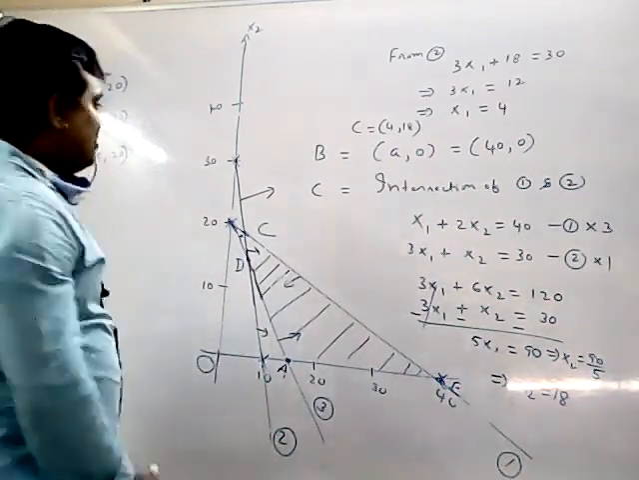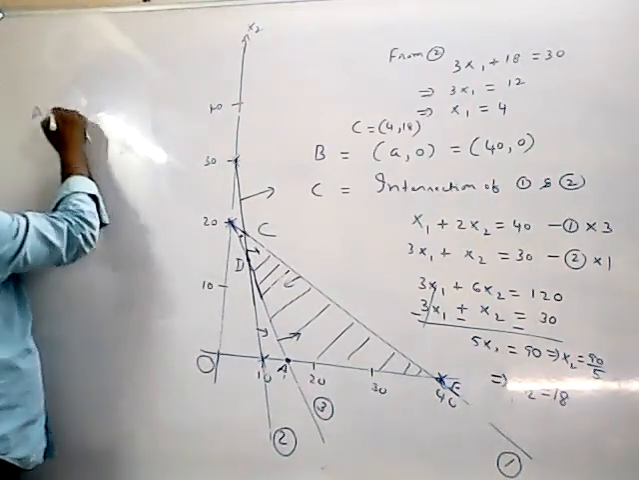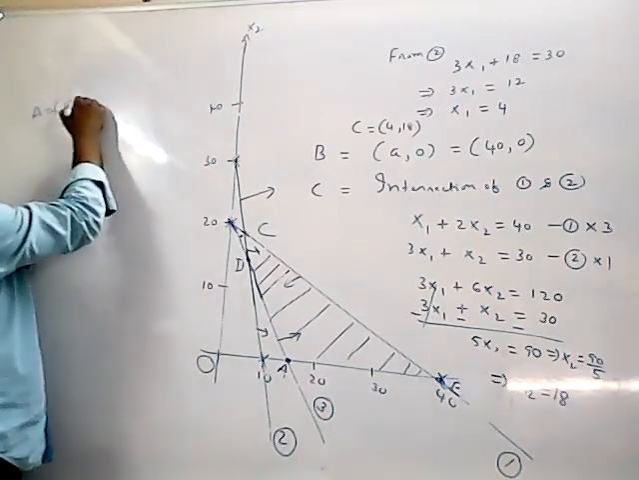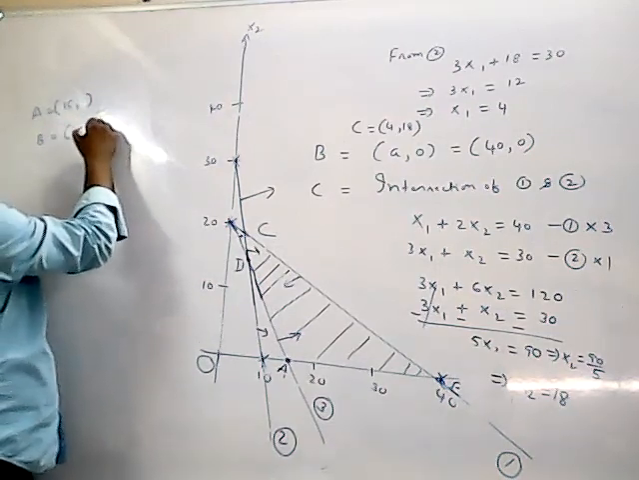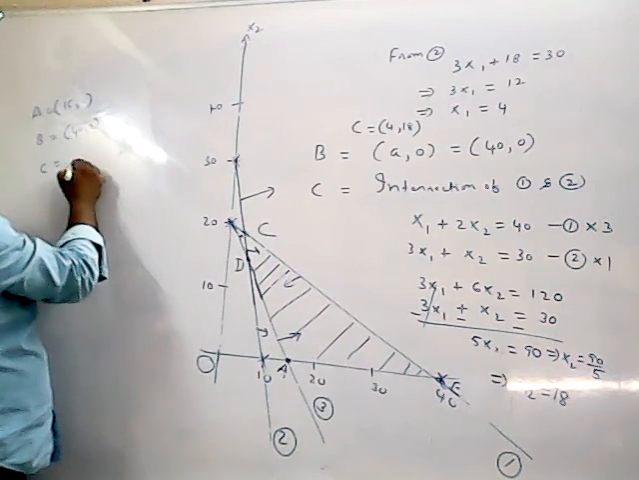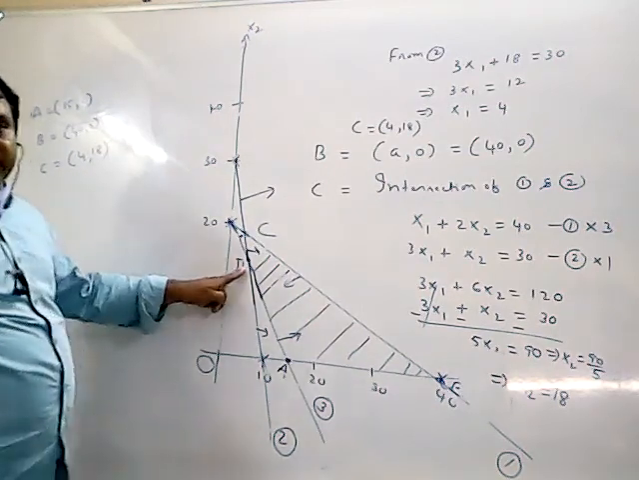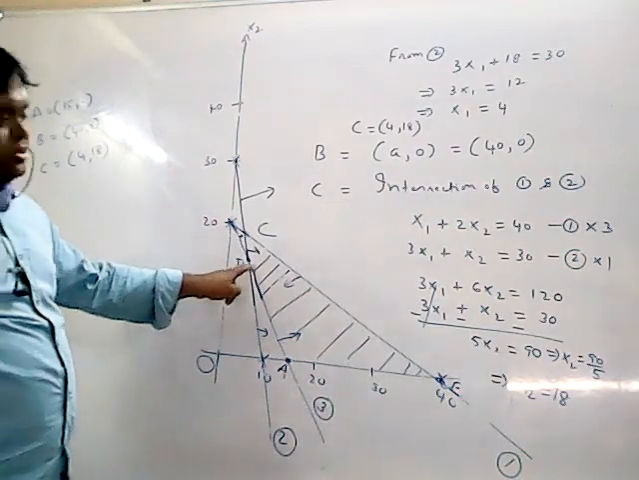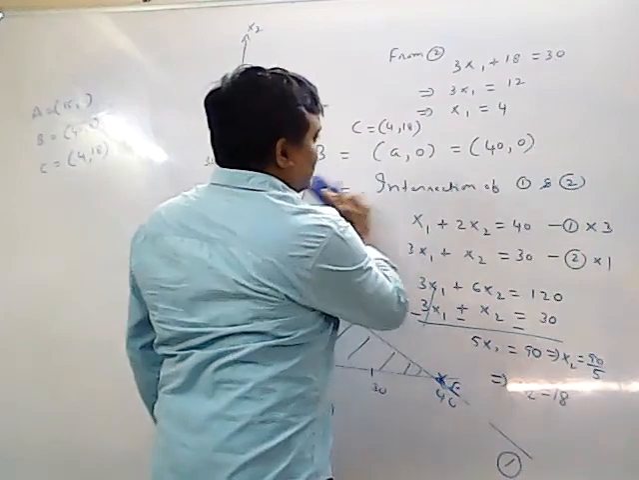Now A is completed. What is the A point? I am writing the points here. You got 15 comma 0 for A. What is the B point? You got 40 comma 0. For the C point, we just calculated 4 comma 18. Now only one is left, the D point. So I think you have finished the calculation part.